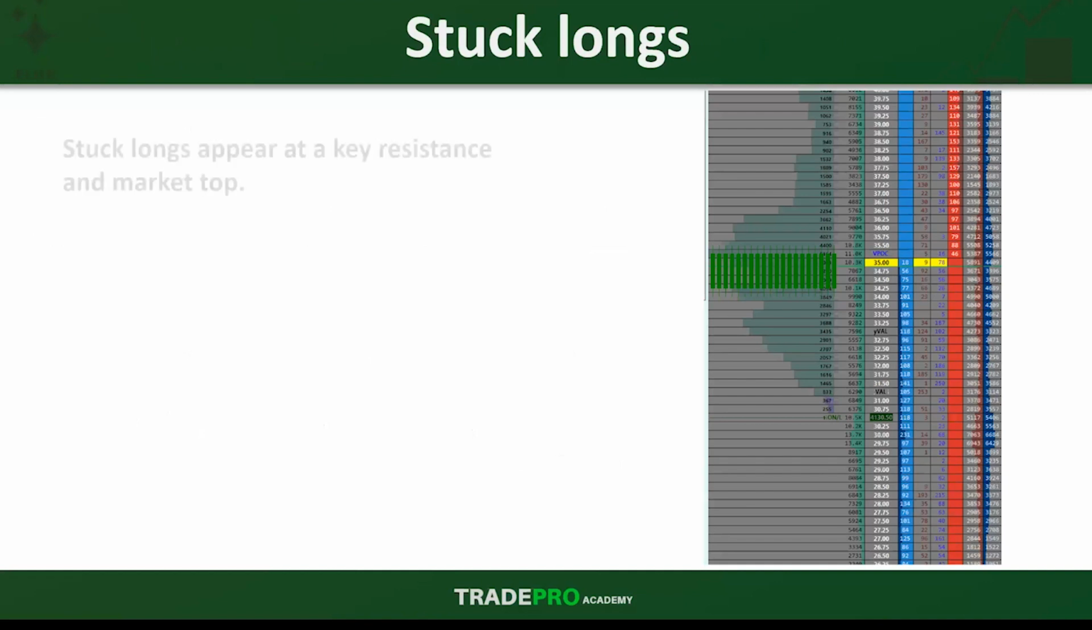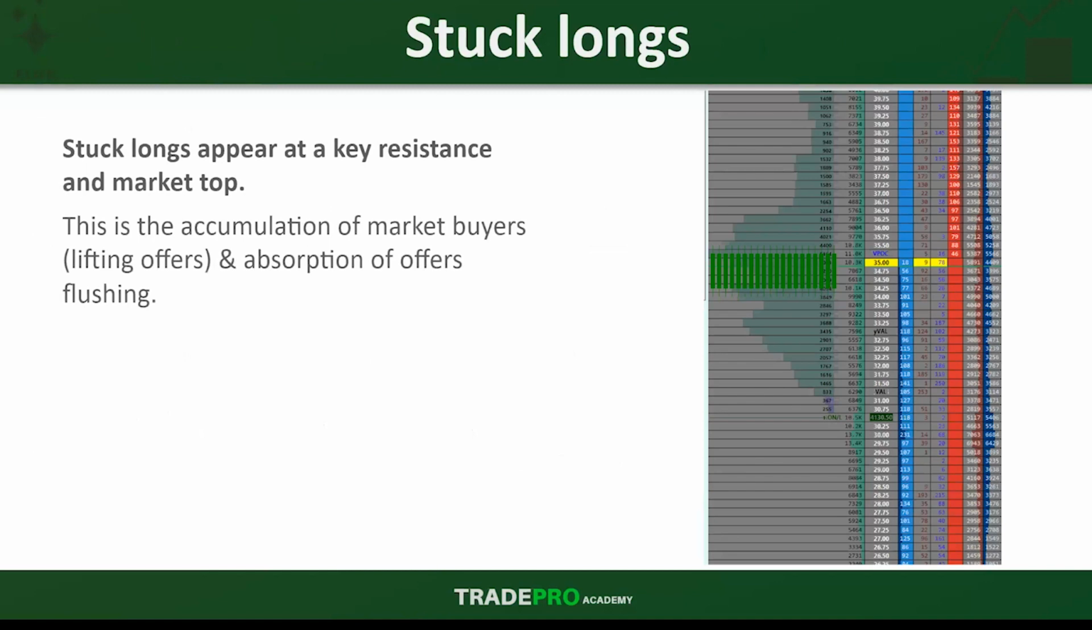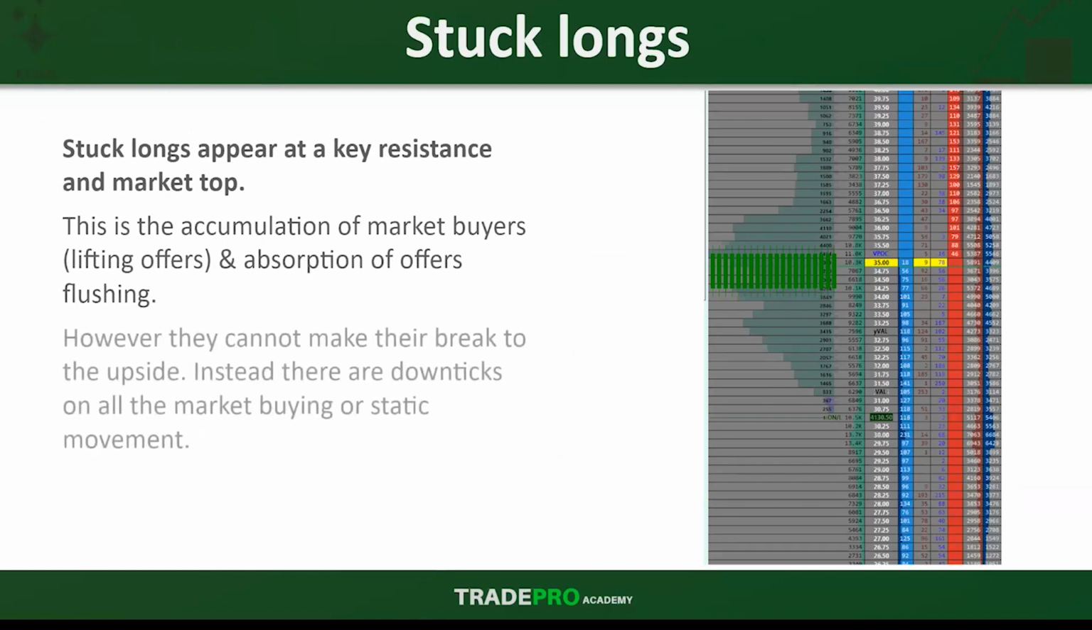So let's talk about stuck longs, right? What does this mean? A stuck long is going to appear at a current market top, right? It's going to appear at a current resistance point where the expectations for a turnaround in the market, right? This is the accumulation of market buyers lifting offers and absorbing of offers flushing. So this would technically mean a stuck long.